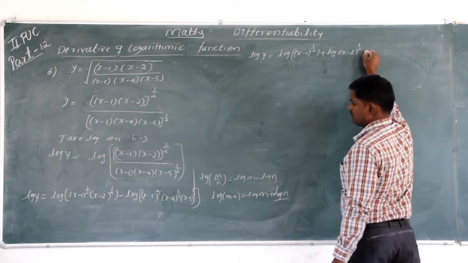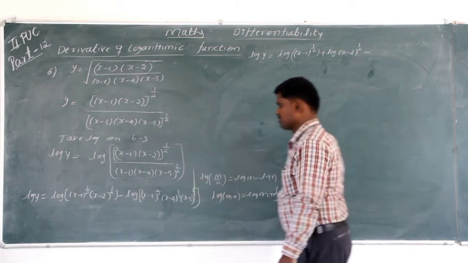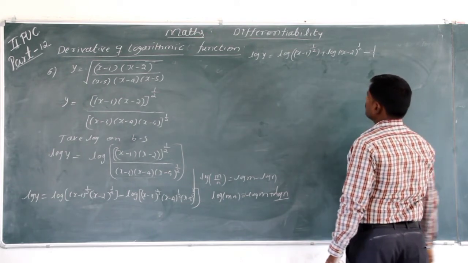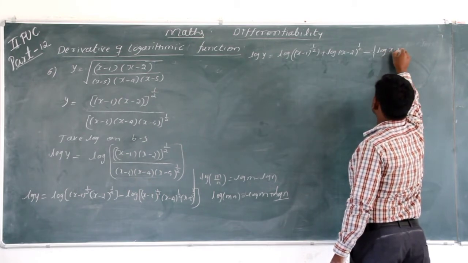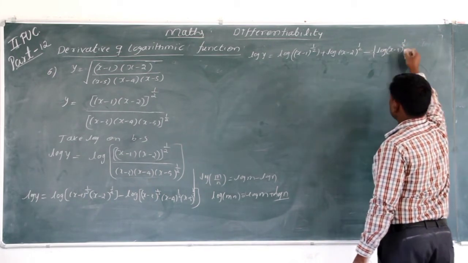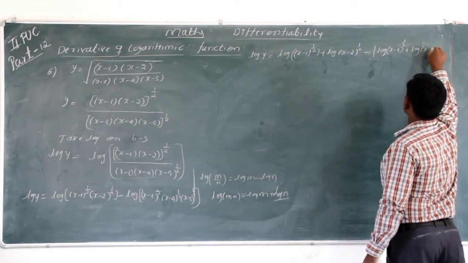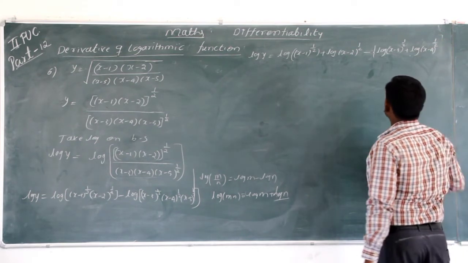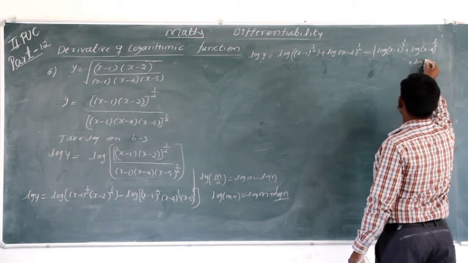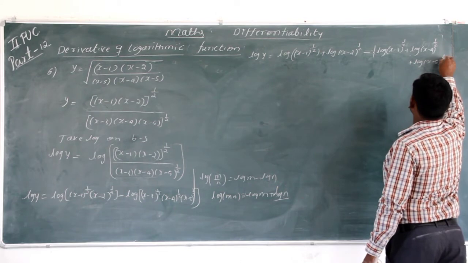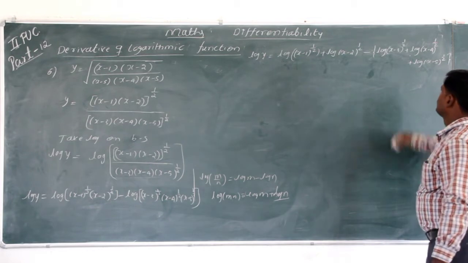Again, this can be written as minus, so I am taking a bracket here, therefore minus of 4 by 8. So log of (x minus 3) whole to the power of 1 by 2, plus log of (x minus 4) whole to the power of 1 by 2, plus log of (x minus 5) whole to the power of 1 by 2. So close the fourth bracket here. Now we are going to differentiate the term.